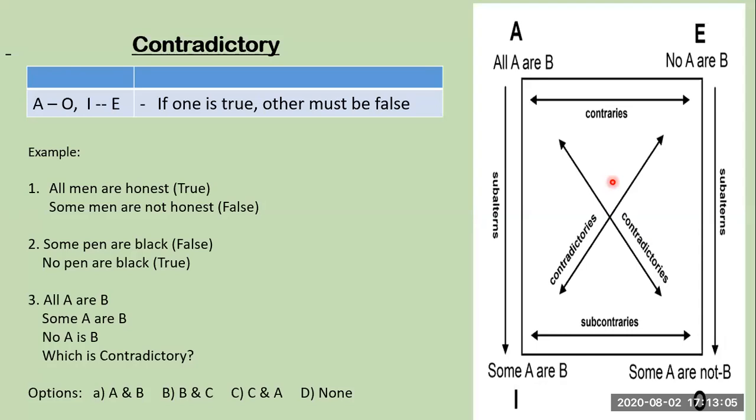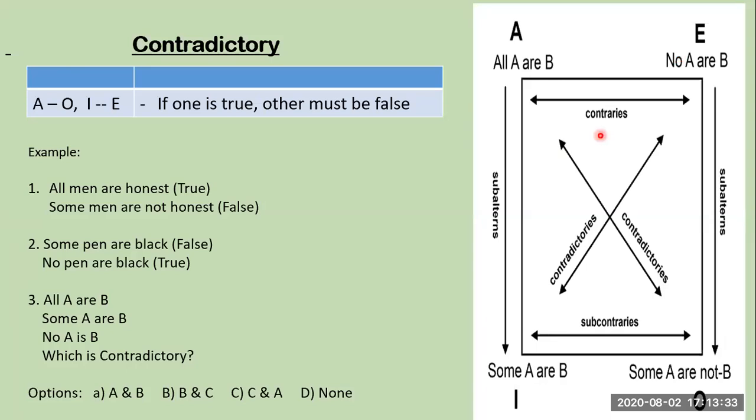So your first one is contradictory, meaning opposite to each other. A is opposite, you can see a parallel line. A is opposite to O, and again E is opposite to I. So this is contradictory. When two propositions are opposite to each other, it's called contradictory. A and E are called contraries.